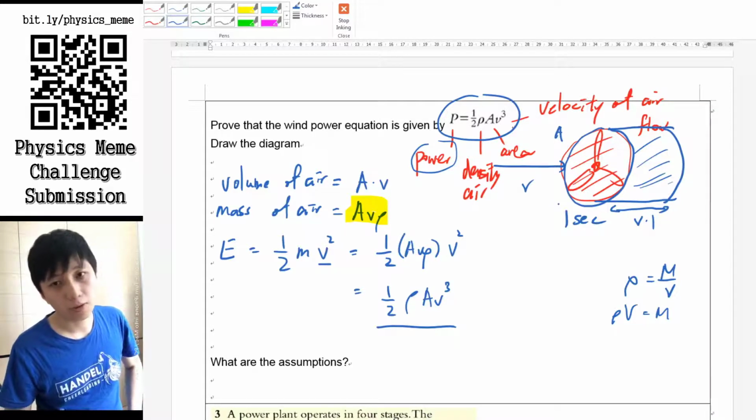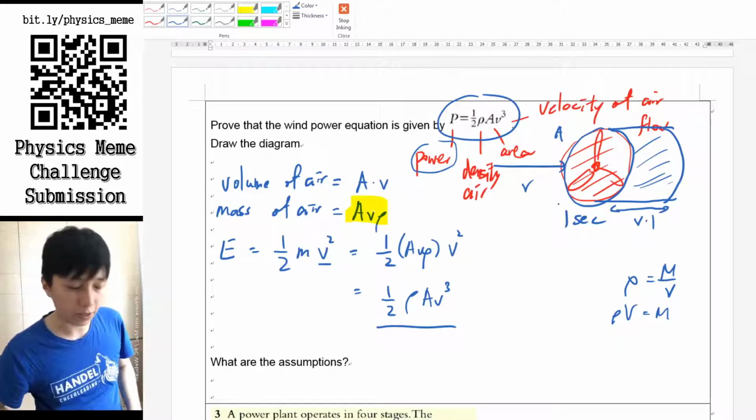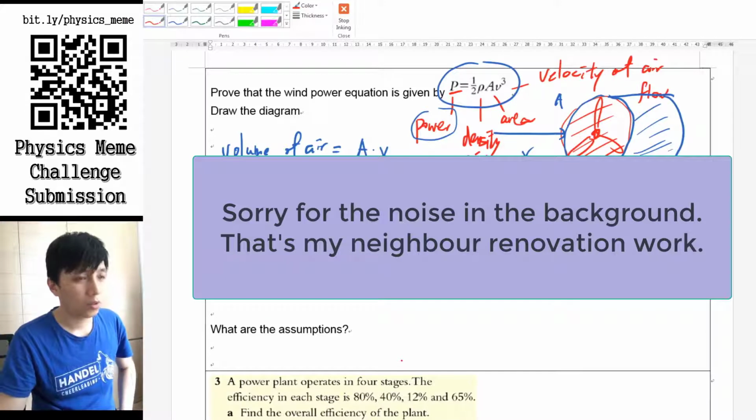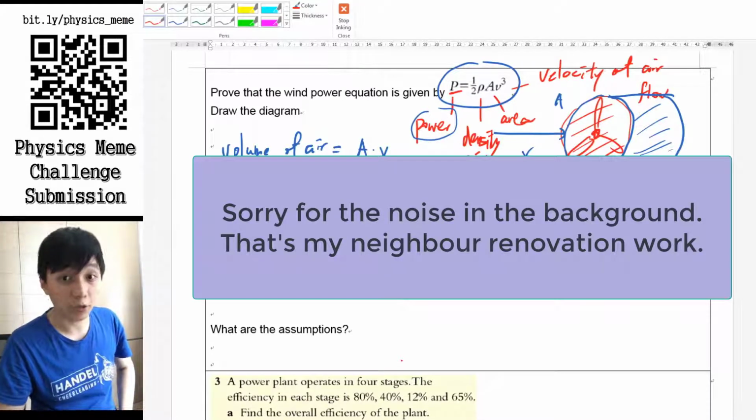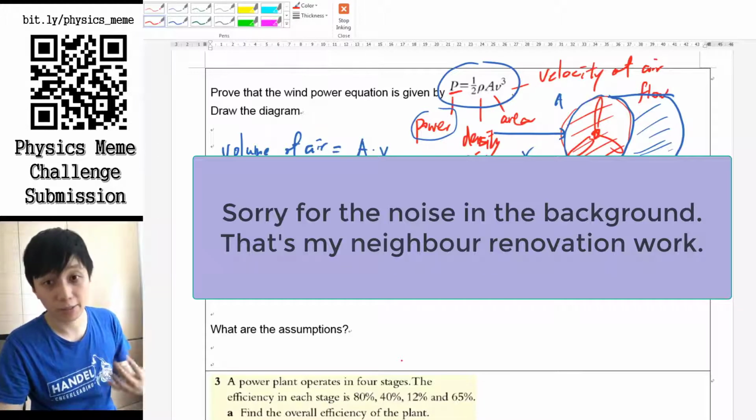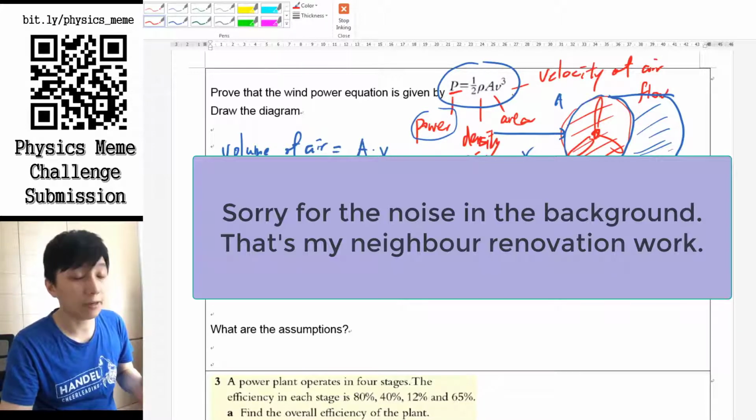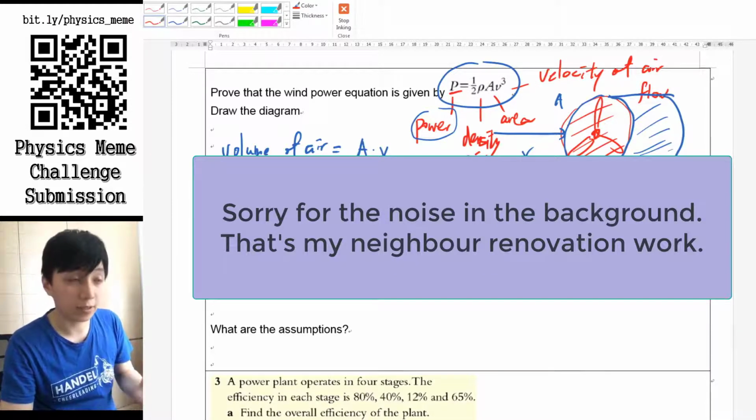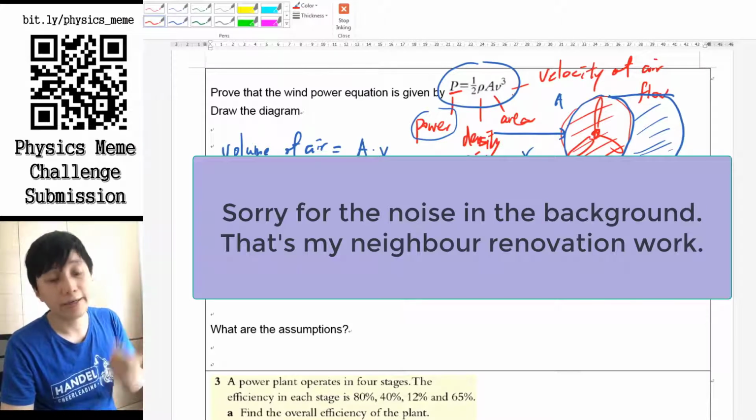Pause the video, come back to us when you finish. A few moments later. One of the easiest ways to identify assumptions would be checking the equation itself and looking up what kind of parameters are involved. So here you can see there are three parameters or factors, that is rho, A, and V.